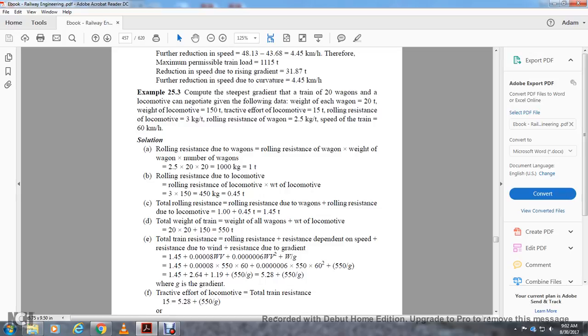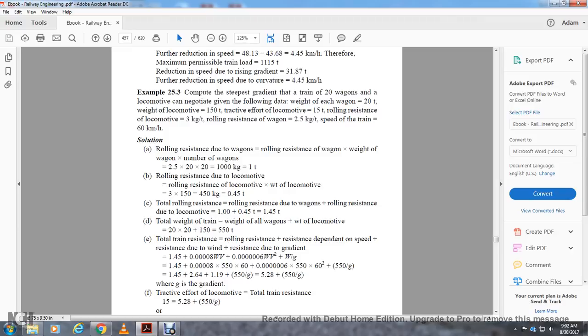Example 25.3. Compute the steepest grade of the train with 20 wagons that the locomotive can negotiate, given the following data. The weight of each wagon is 20 tons, the weight of the locomotive is 150 tons, rolling resistance of the locomotive is 3 kilograms per ton, rolling resistance of the wagon is 2.5 kilograms per ton, and speed of the train is equal to 60 kilometers an hour.